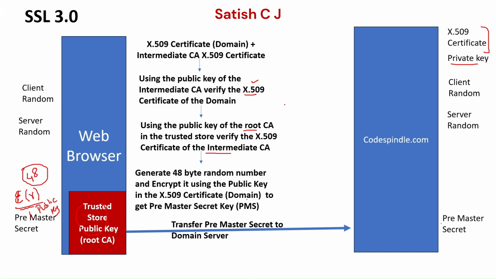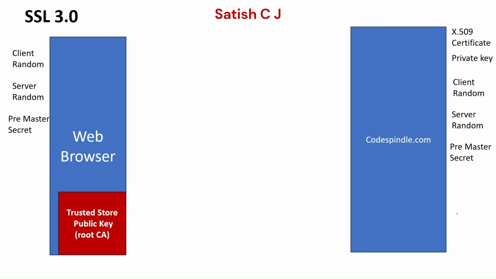So this 48-byte random number is the pre-master secret, and this encrypted random number is transferred to our server. And the server can decrypt that encrypted random number. How it decrypts it is that it will use its own private key. The private key can be used for decryption here. So at this stage, both the server and the client have a 48-byte random number, which is the pre-master secret. I hope you are clear with this. Next step, what happens with this pre-master secret?